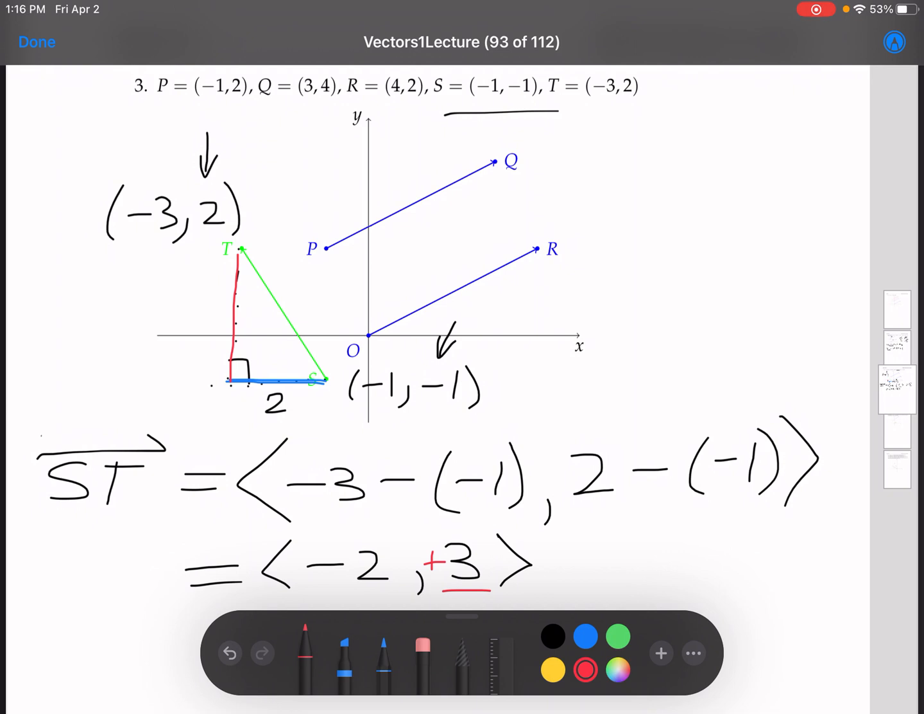But you never have to worry about that if you always do it the same way, and that is x-coordinate of terminal point minus x-coordinate of initial point, and then for the y component, y-coordinate of terminal point minus y-coordinate of initial point.